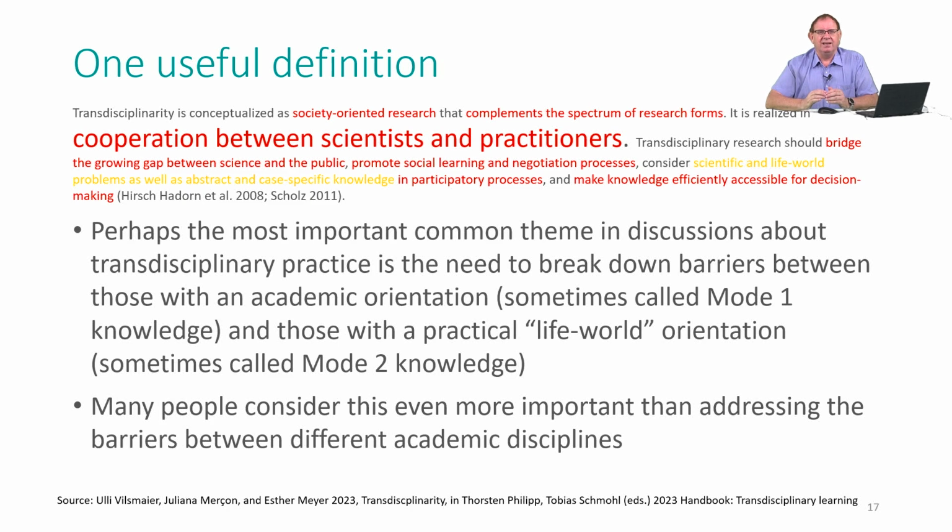The next component of the definition talks about cooperation between scientists and practitioners, and perhaps this is even the most important part of the definition of transdisciplinary practice. One of the common themes that you find in discussions about transdisciplinary practice is that there is a need to break down barriers between people with an academic orientation, which is sometimes called Mode 1 knowledge, and those with a practical or life world experience orientation, sometimes called Mode 2 knowledge. Many people consider this even more important than addressing the barriers between academic disciplines.